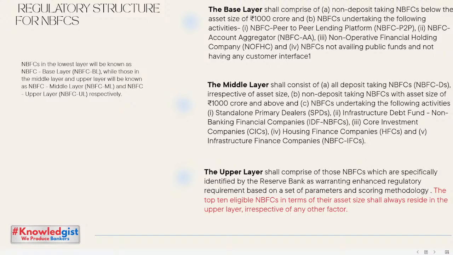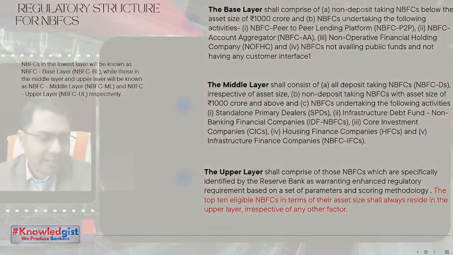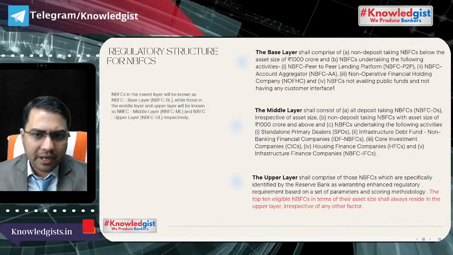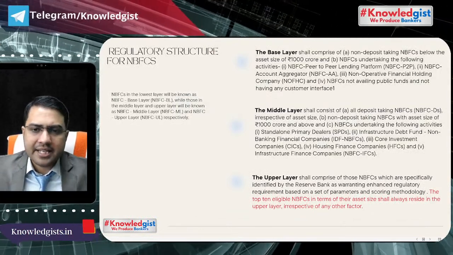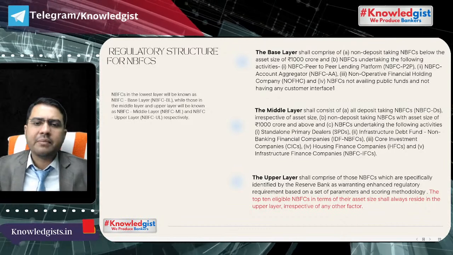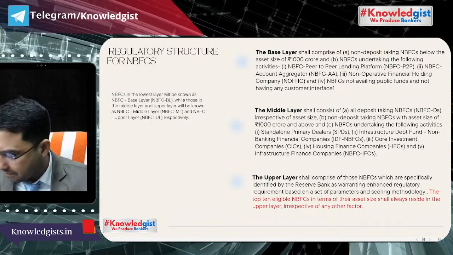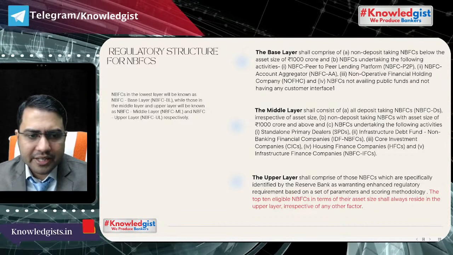Then the upper layer shall comprise of those NBFCs which are specifically identified by RBI as warranting enhanced regulatory requirement based on a set of parameters and scoring methodology. The top 10 eligible NBFCs in terms of their asset size shall always stay in the upper layer. Clear? So top 10 will be the upper layer, and based on their asset size and their business pattern, the rest will be divided into base and middle layer. Now it is clear to all of you.